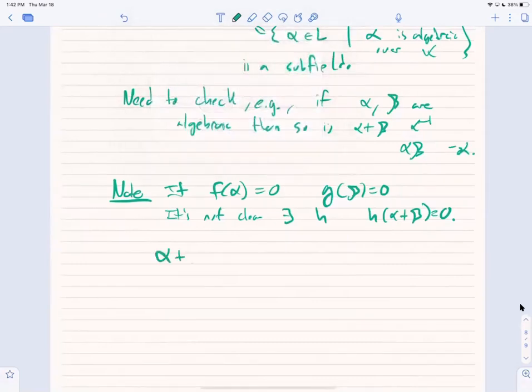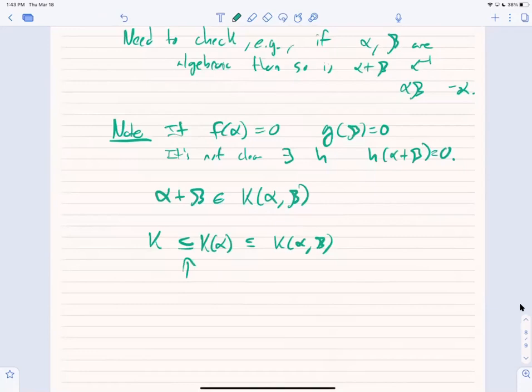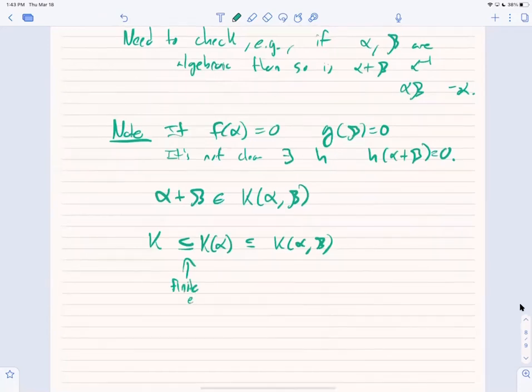Just note alpha plus beta is contained in K adjoin alpha and beta. And so K adjoin alpha is contained in K adjoin alpha, beta, K. Well, and this is a finite extension. And this is a finite extension. And so their product is, so this is a finite extension.